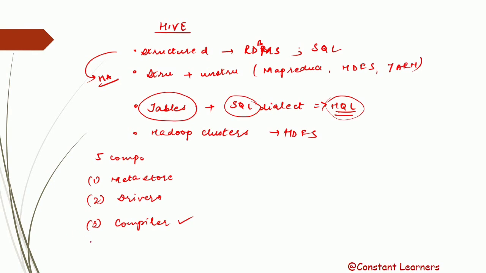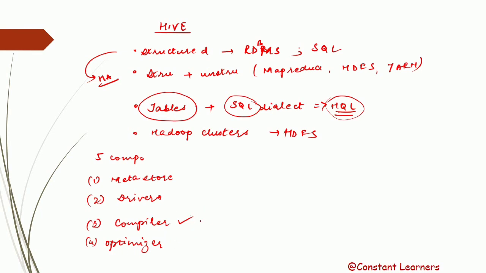Then the fourth one is the optimizer. Now as the name says, what does the optimizer do? It helps in the optimization of the execution plan. That means whatever execution plan is chosen by the compiler, whenever the user queries using the HQL language, the compiler decides how the plan will be executed, what the steps will be, and how the output will be given. So the optimizer chooses the best possible solution.